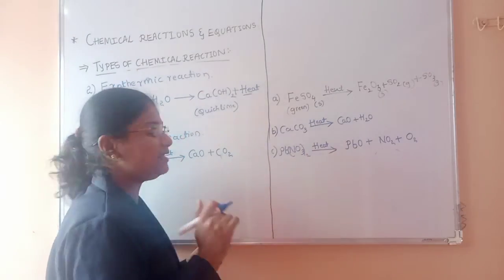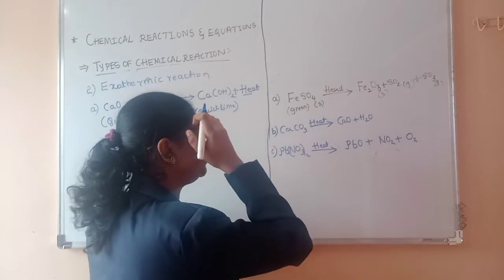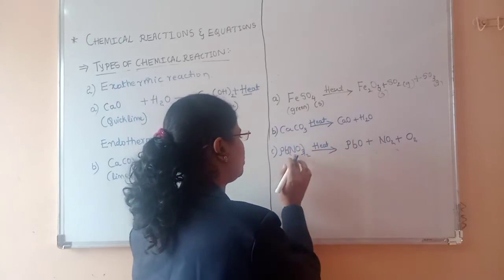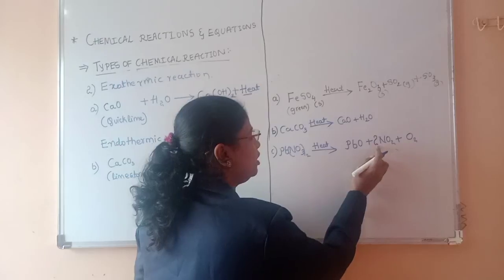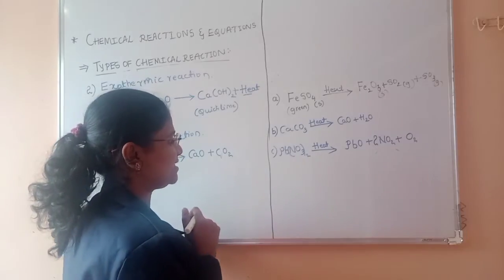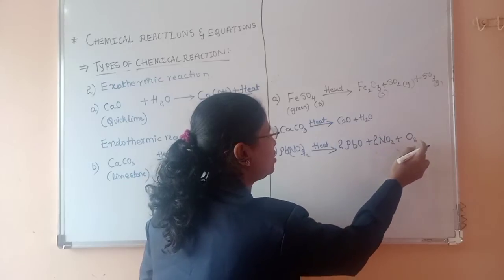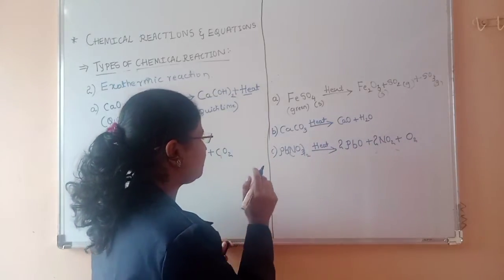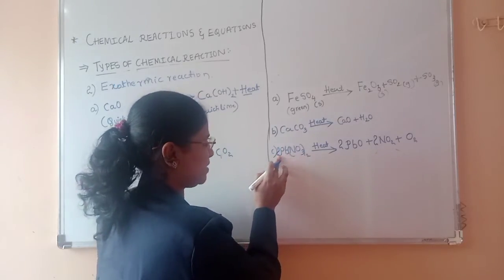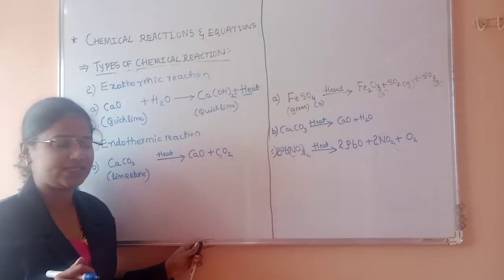So let us balance it. N is only 1 here, O is 6 here. So I will write 2 here, so nitrogen becomes 2. Then on the other side, 2 times 2 is 4, 4 plus 2 is 6, 6 plus 2 is 8, so I write 2 for the nitrogen dioxide too. Then oxygen: 2 Pb, 2 N, and both sides balance. So it is already a balanced equation.